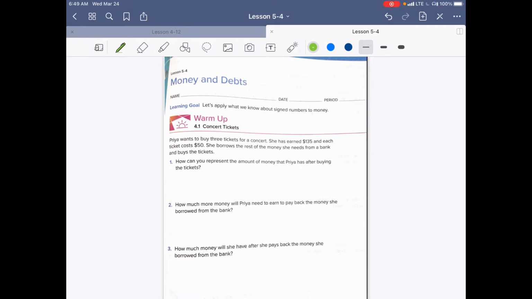Priya wants to buy 3 tickets for a concert. She has earned $135 and each ticket costs $50. She borrows the rest of the money she needs from a bank and buys the tickets. Number 1, how can you represent the amount of money that Priya has after buying the tickets? Number 2, how much more money will Priya need to earn back the money she borrowed from the bank? And number 3, how much money will she have after she pays back the money she borrowed from the bank? Pause the video now and take 2 to 3 minutes to work on each of these questions.